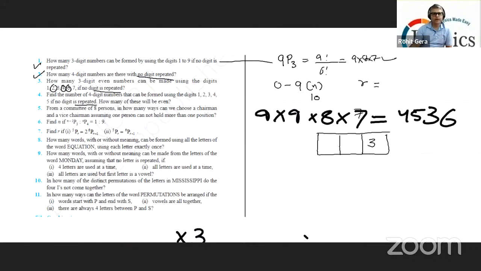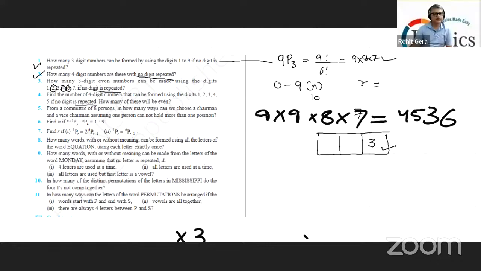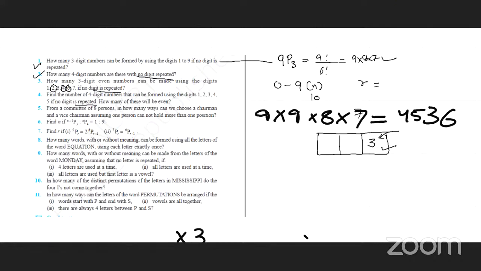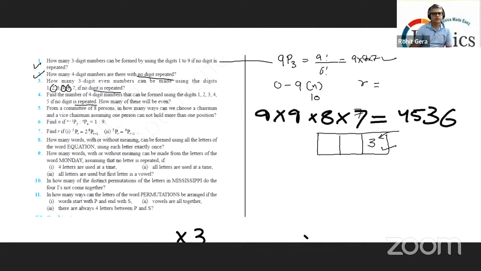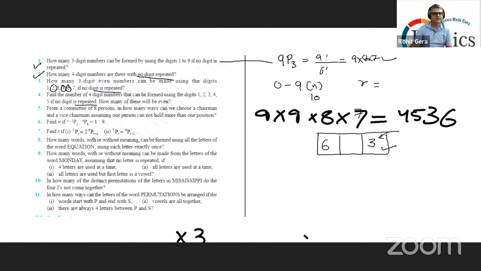So if you have used one even digit here, you're left with 6 digits for the next place. You will only use one even digit here at any one time to make it even. So you still have 6 available. If no digit is repeated, I'm not repeating, so 1, 2, 3, 4, 5, 6 are available.